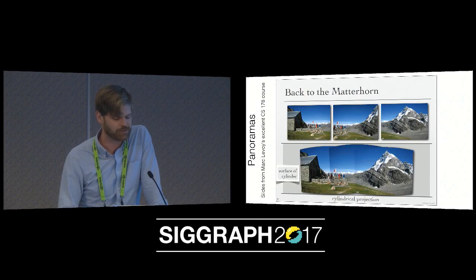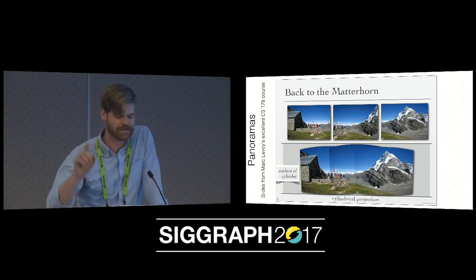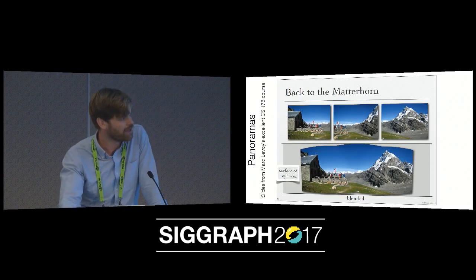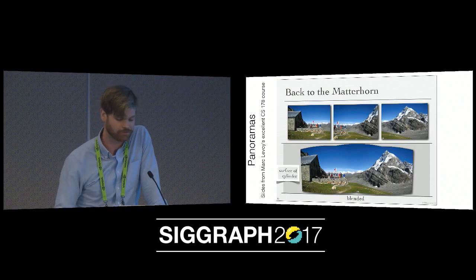So if we go back to this image of the Matterhorn and we end up projecting onto the cylinder, we end up seeing, when we splat the images, these kind of rounded edges. When we blend them together, they all go away and we have a nice wide field of view of this one scene.